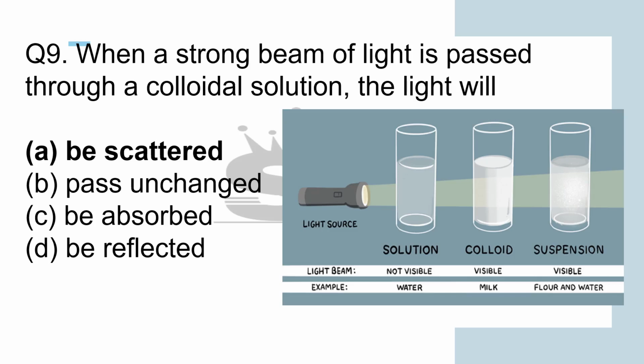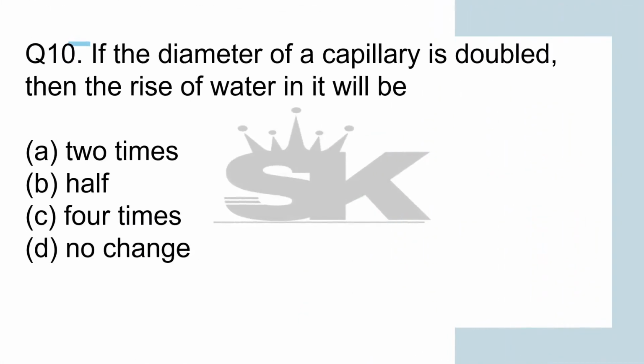Next question. If the diameter of a capillary is doubled, then the rise of water in it will be, answer is, half. Okay. So the height of the liquid column in a capillary tube is inversely proportional to its radius, right? So if the radius of the capillary tube is doubled, the height of the liquid column inside it is reduced by 2 times. Okay, that means half. Next question.